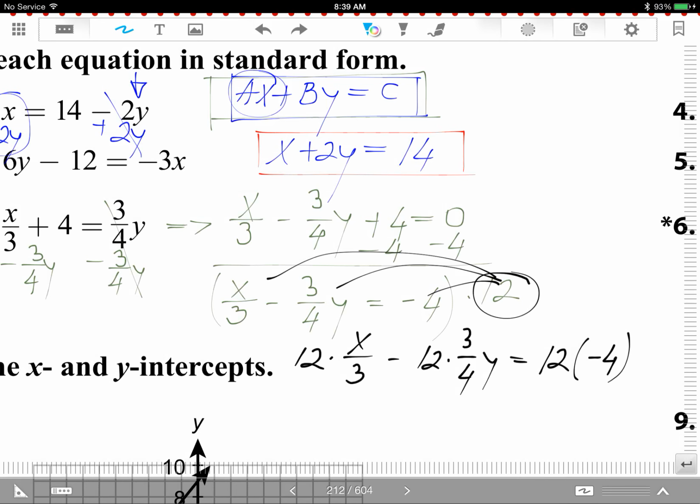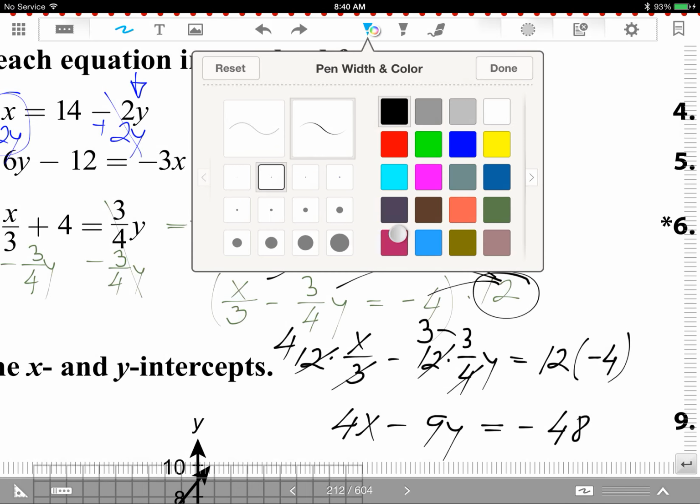Now here, 12 times x over 3. Well, 3 goes in 12 4 times. You will have 4x minus 4 goes in 12 3 times. 3 times 3 will be 9. 9y equals 12 times negative 4, which will be a negative number, negative 48. And we are done. Okay?